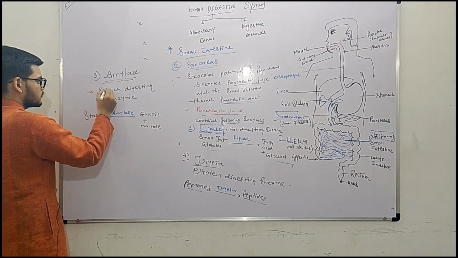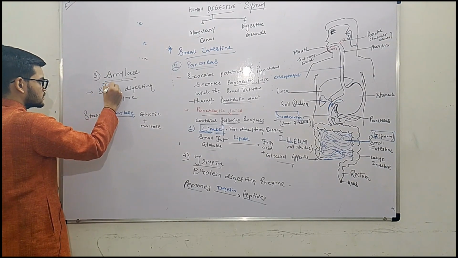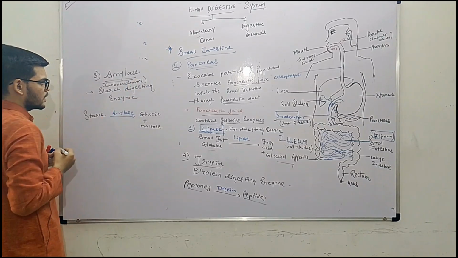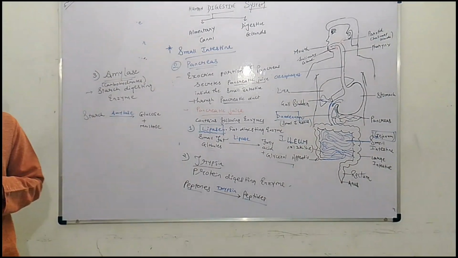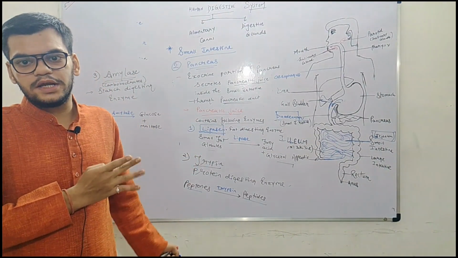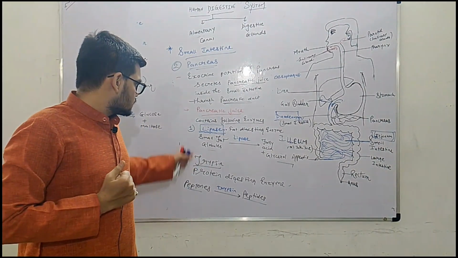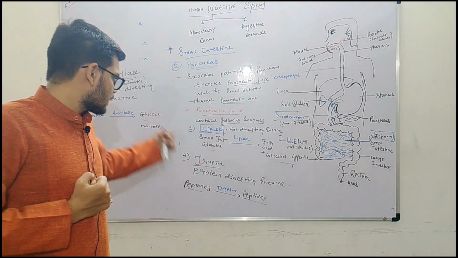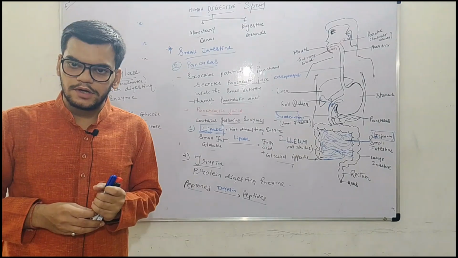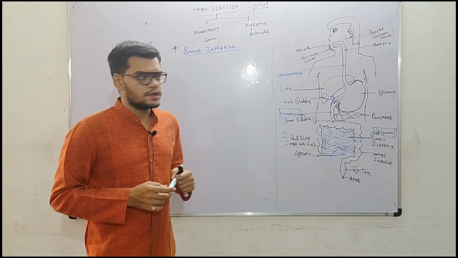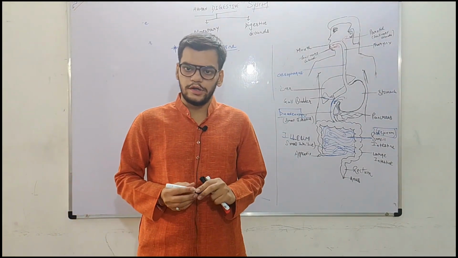We can also say this one is a carbohydrate digesting enzyme. Instead of starch we can say it is a carbohydrate digesting enzyme also. So these are the few enzymes of pancreatic juice which will digest fats, protein and starch respectively. So here we have studied about digestion of food in the small intestine.